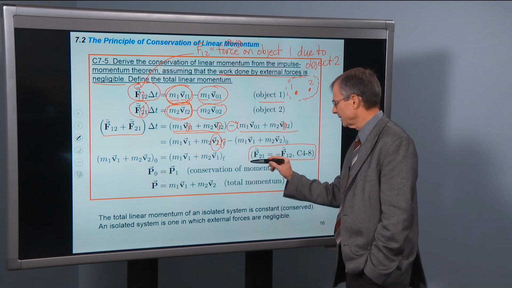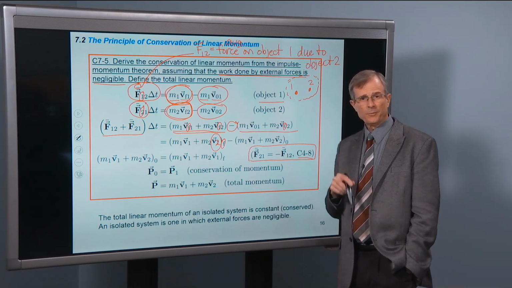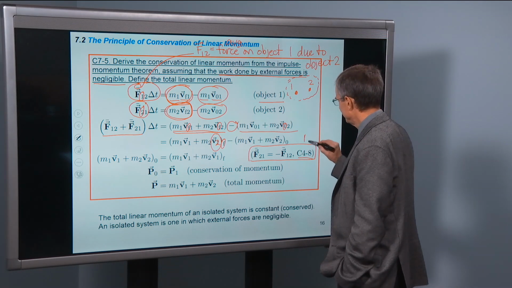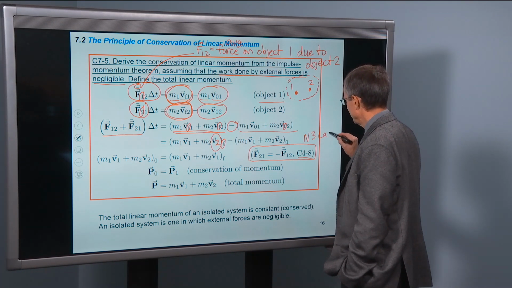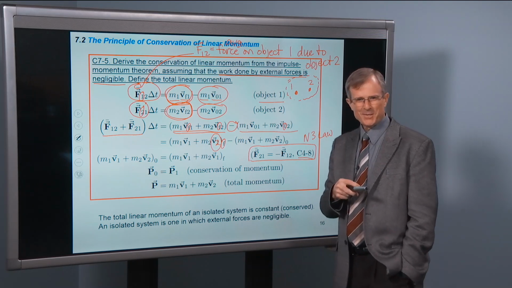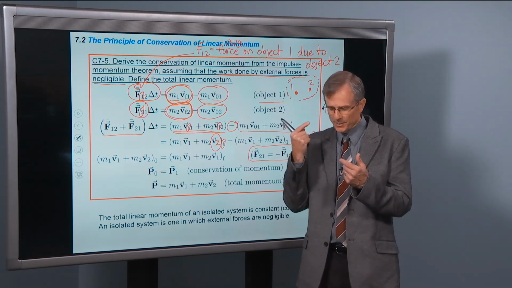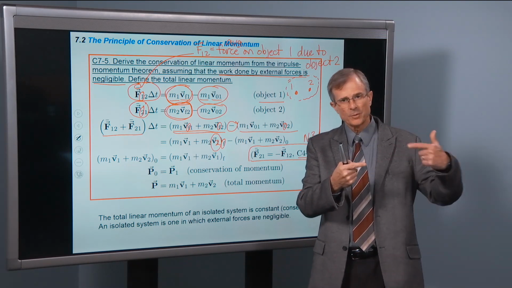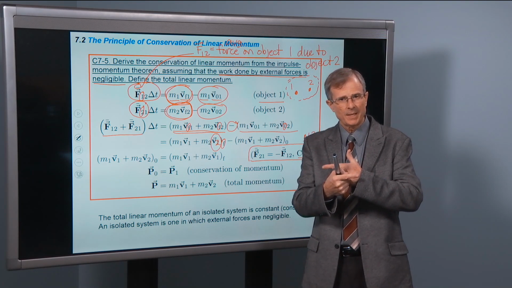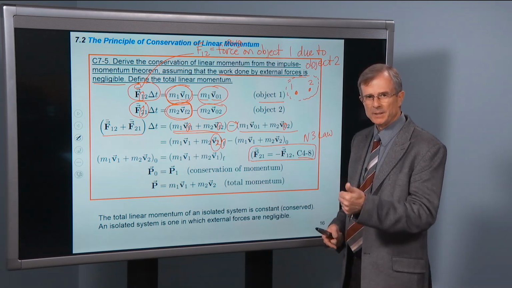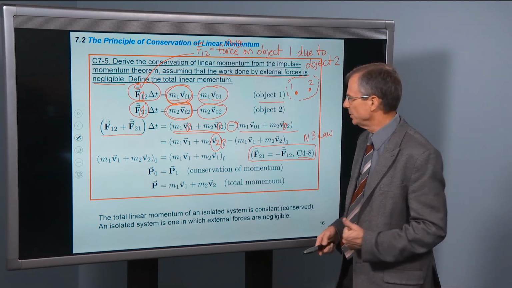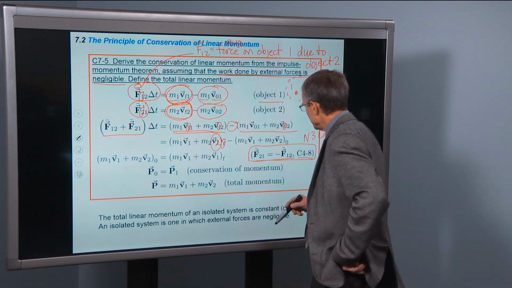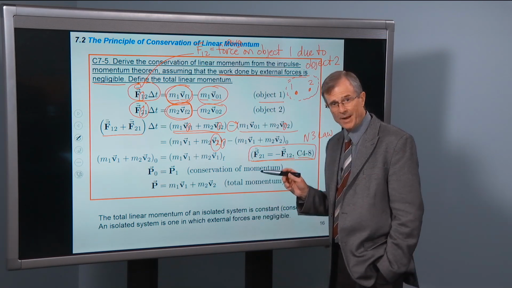If you go back in chapter 4, concept 8, it's called Newton's third law. And what does it say? It says that the force of 1 on 2, or A on B, is equal and opposite to the force of B on A. So F21 should be the negative of F12. That's what we've said right here. F21 is minus F12. That also applies for average forces.